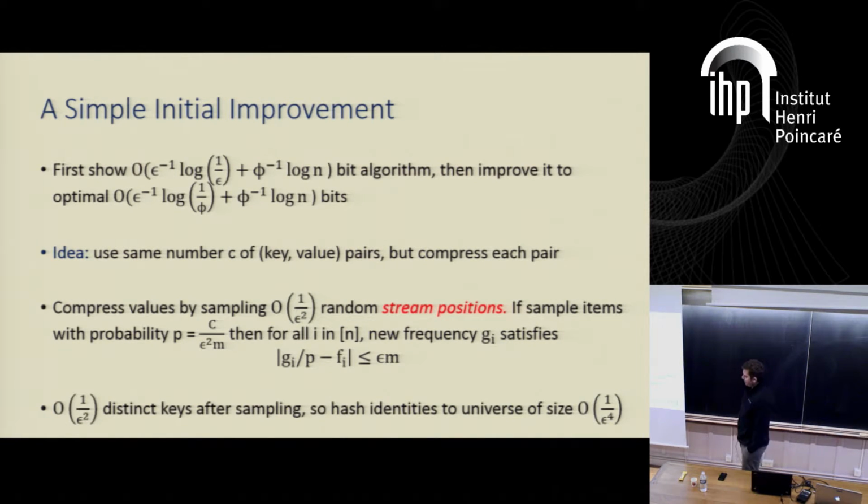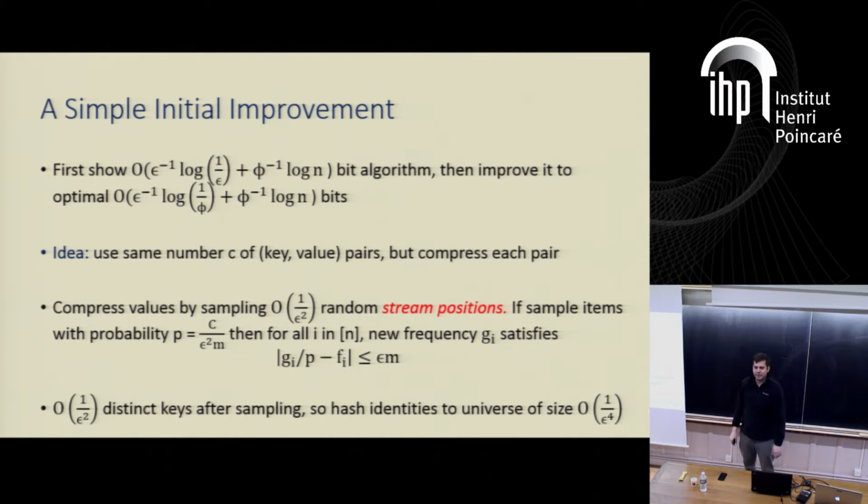And now note that if my stream length is order 1 over epsilon squared, I'm just sampling a small number of positions, then I can't have many distinct items in the stream. I can have at most the number of updates distinct items. So I have at most order 1 over epsilon squared distinct keys that actually get sampled. And so for those, instead of storing their actual log n bit identity, I can hash the universe of all identities n down to, say, order 1 over epsilon to the 4th. And with constant probability, none of these order 1 over epsilon squared distinct keys will have the same hash value. They'll all get perfectly hashed.